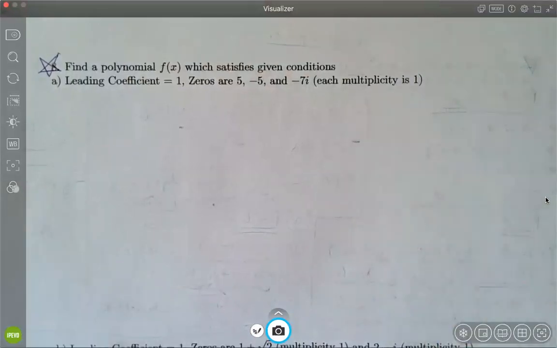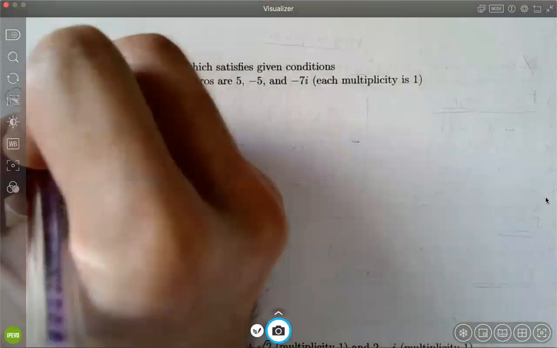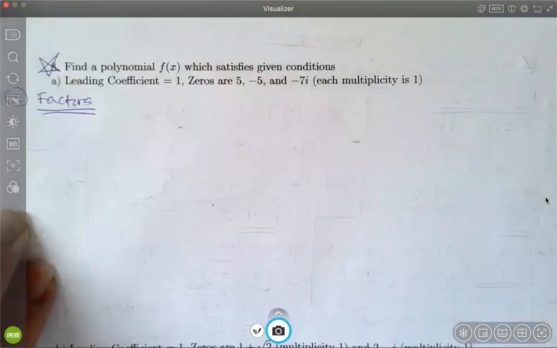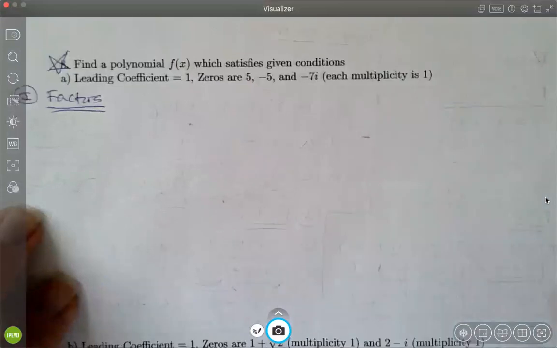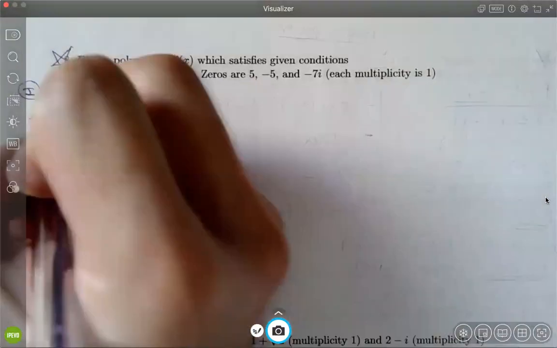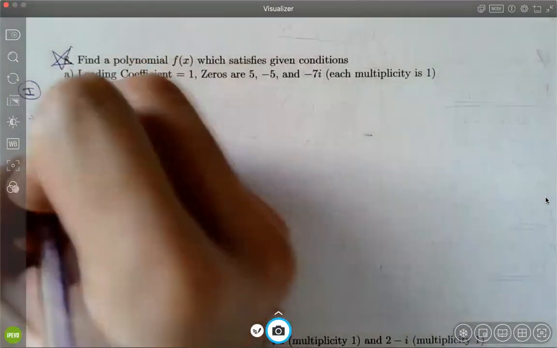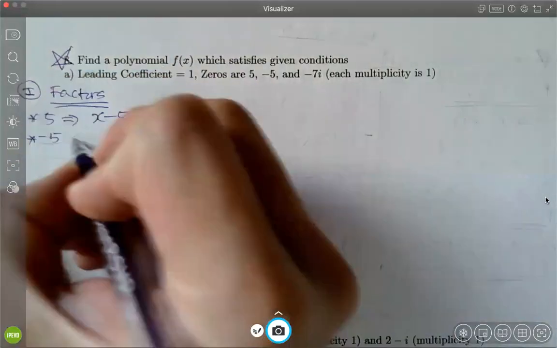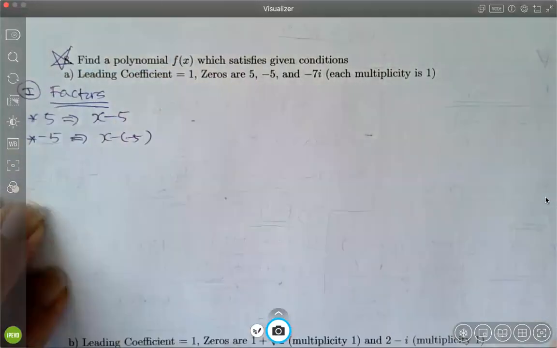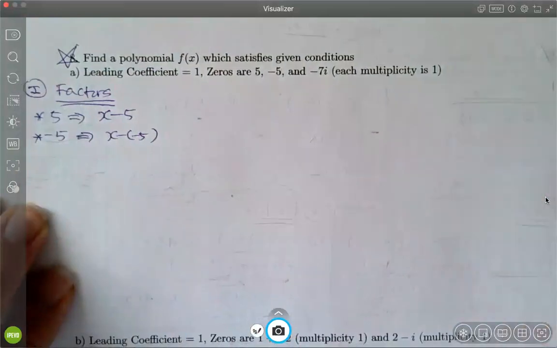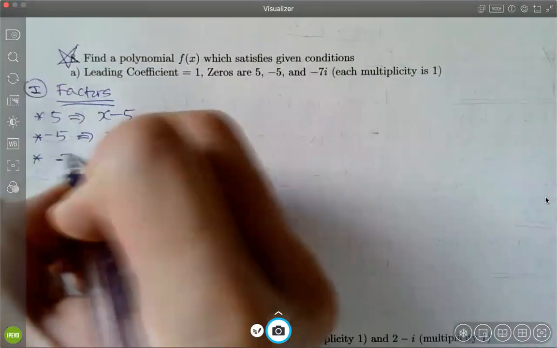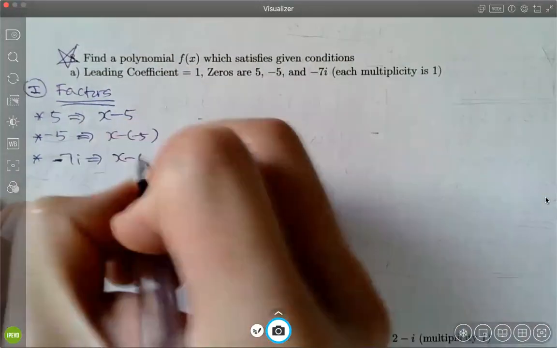So first, we have zeros that are given, okay? So what did we do in problem number 7 as the first step? Find the factors. Okay, so first find the factors. So the first 0, 5. So that means x minus 5, right? And then from the second 0, -5, to get the factor, we subtract -5 from x, okay? And now, for the third 0, -7i, we subtract it from x as well.